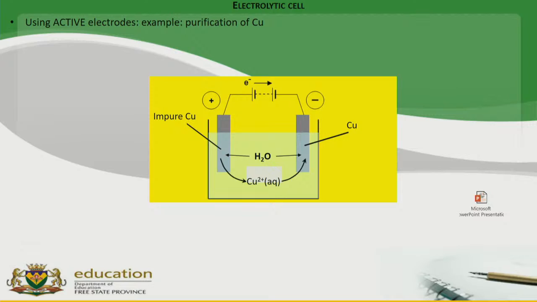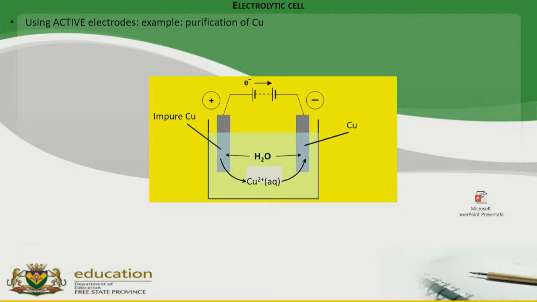Another example of electrolysis using an active electrode is purification of copper. Since you want to purify copper, it means copper has impurities. So for copper to get rid of its impurities, copper must be oxidized. So you must connect the impure copper to the positive electrode so that it can be oxidized. Therefore, impure copper must be your anode, and pure copper will be your cathode.